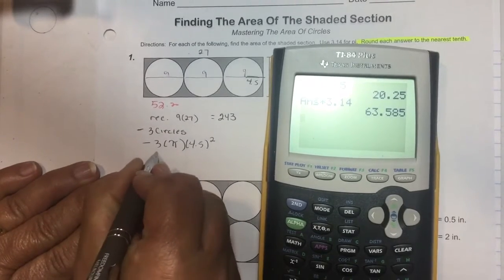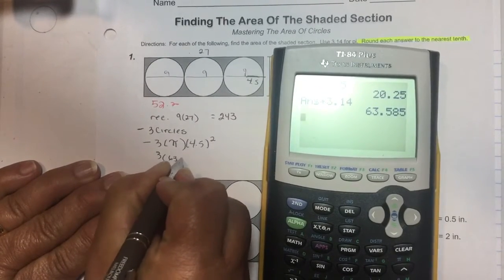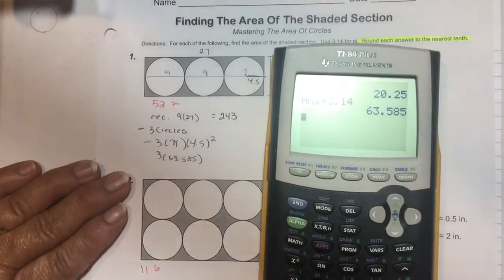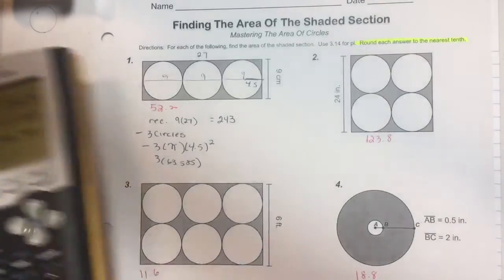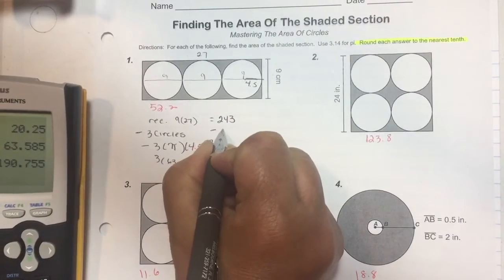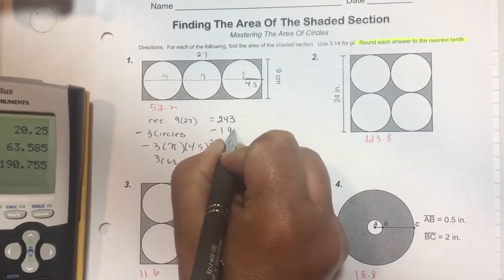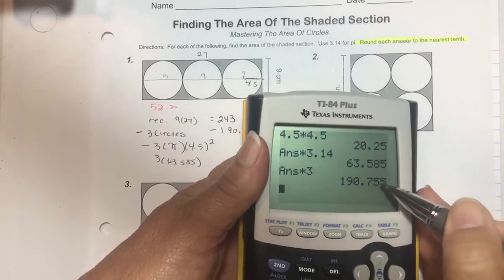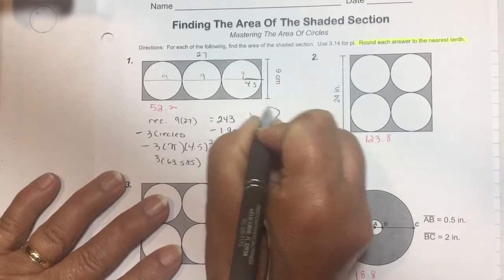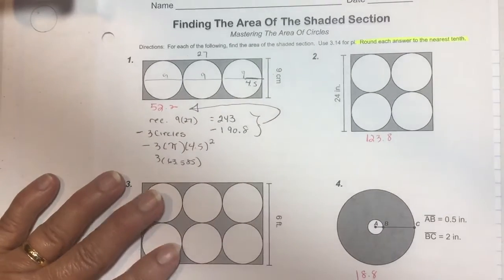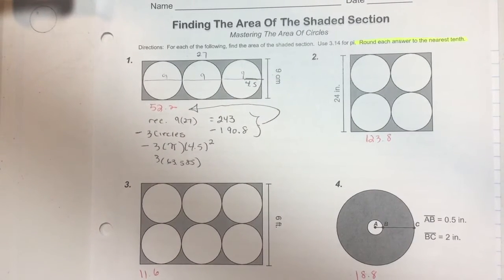So each of those circles is 63.585. Now, there's 3 circles, so multiply by 3, and the amount that you're subtracting is 190 point. Remember, the 5 will make it go up to an 8. When you perform the subtraction, you're going to get 52.2 for your answer. All right.